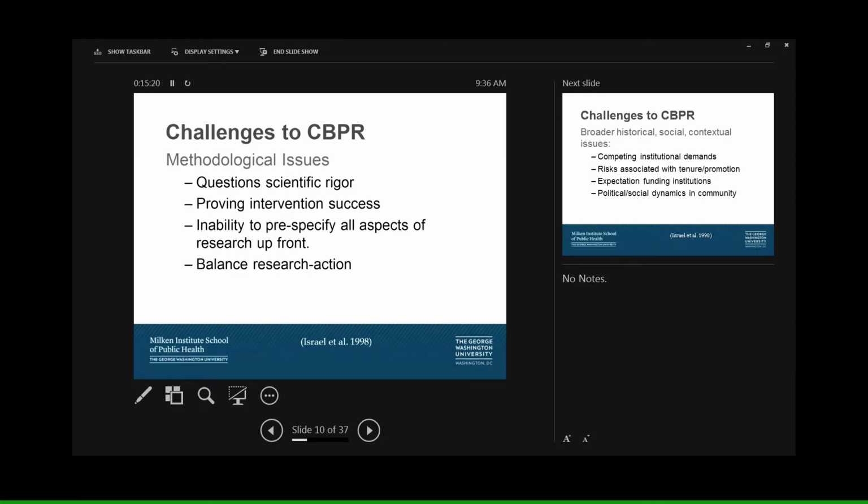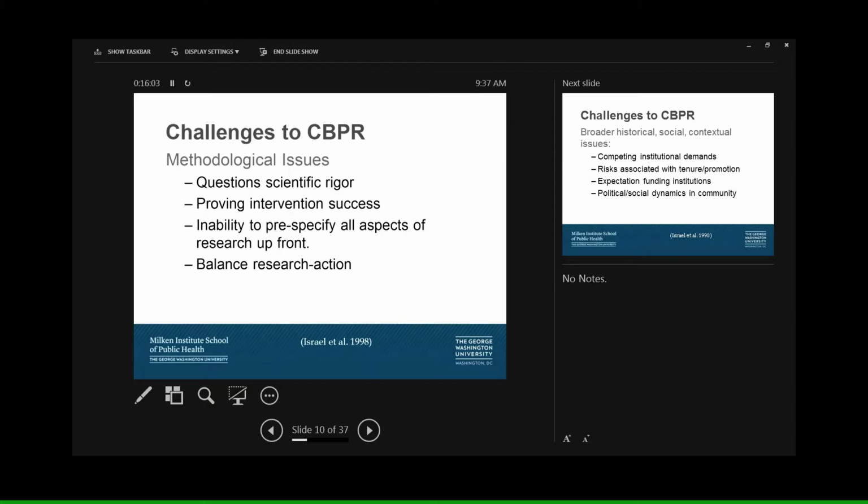So methodological issues are another larger category of challenges to CBPR. The question is still the scientific rigor of the study and proving the intervention success. You're working in a community with community partners, and if you're working on an intervention study, could the success of that intervention really be due to the CBPR methodology, or could it be due to other issues that you didn't control for? But that was the whole point; you didn't want to control for some of those issues. Still, there are questions that arise in the academic world about the scientific rigor of this type of research.